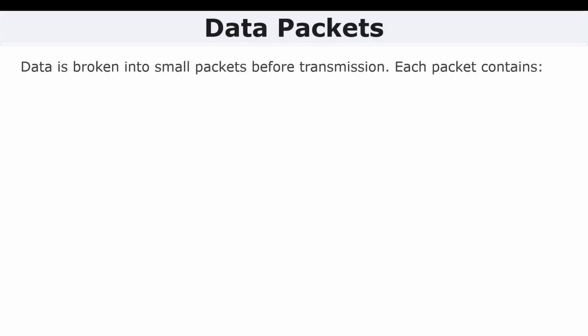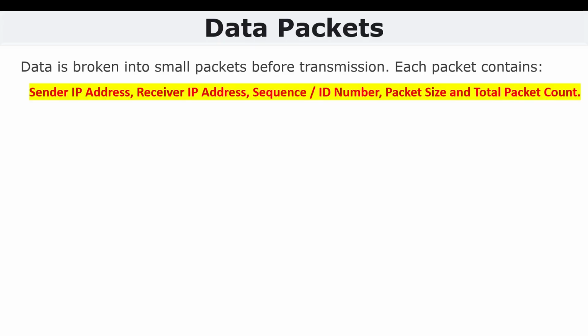Next, we're looking at data packets. Data is broken into small packets before it's transmitted across a network. Each data packet has three parts: the header, the payload, and the trailer. For IGCSE, our interest is in the header, so you need to know the components of the header of every data packet. In those data packets, we have the sender address, the receiver IP address, the sequence number, the packet size, and the total packet number.